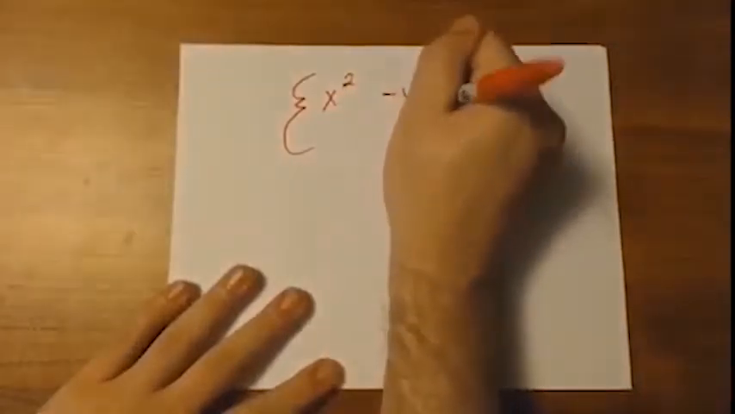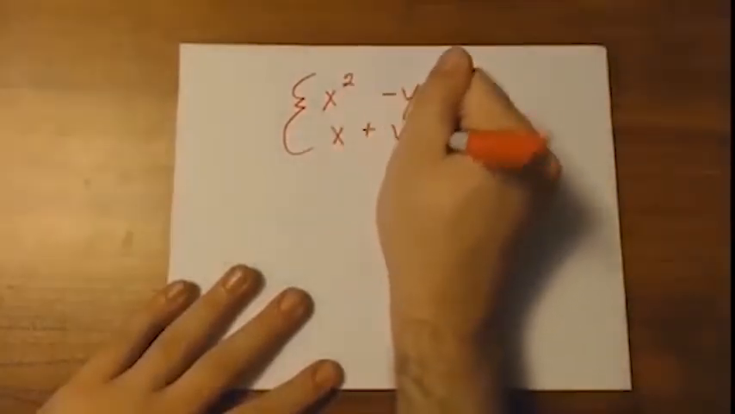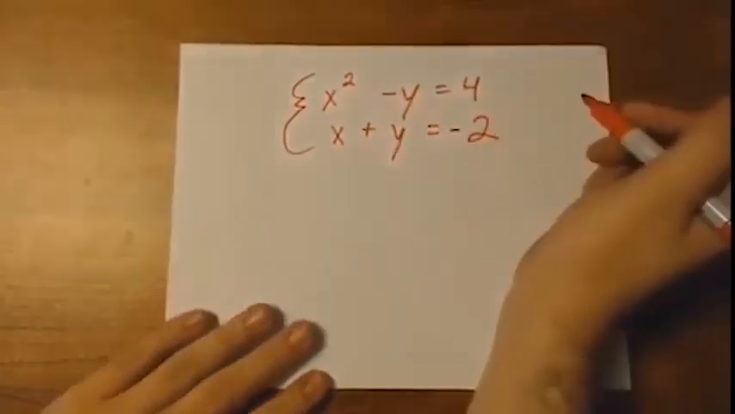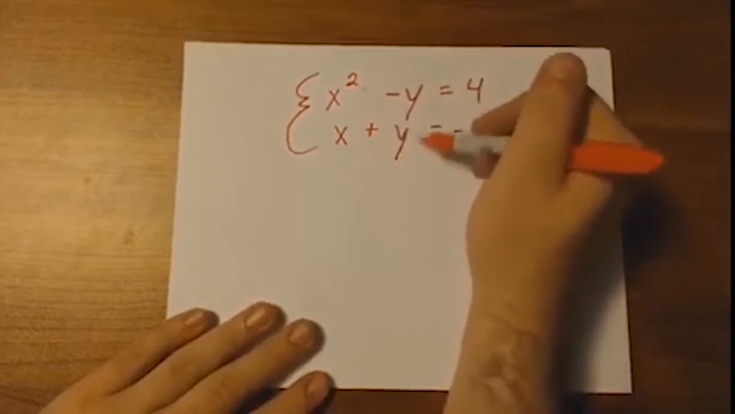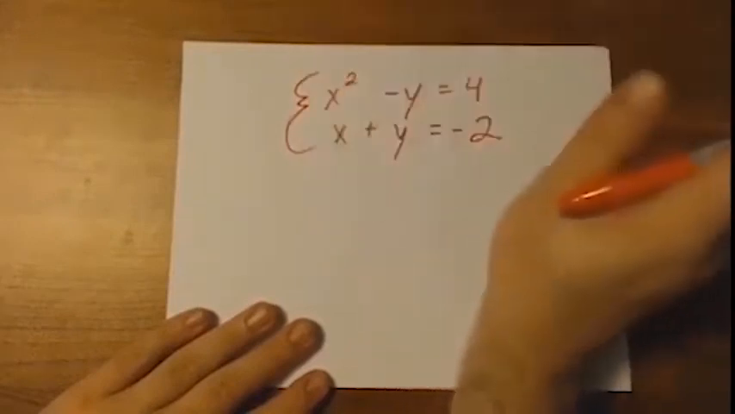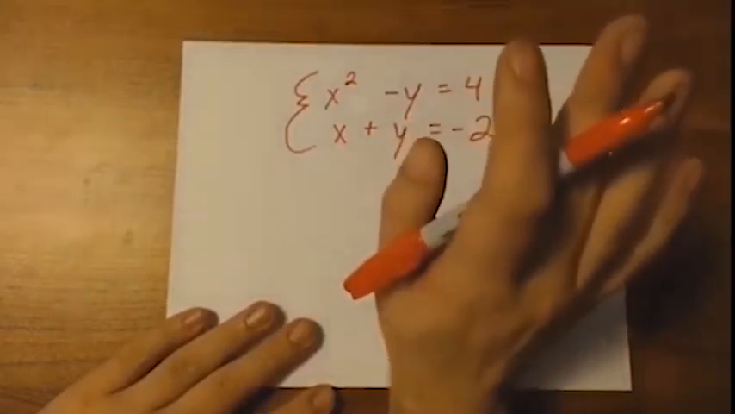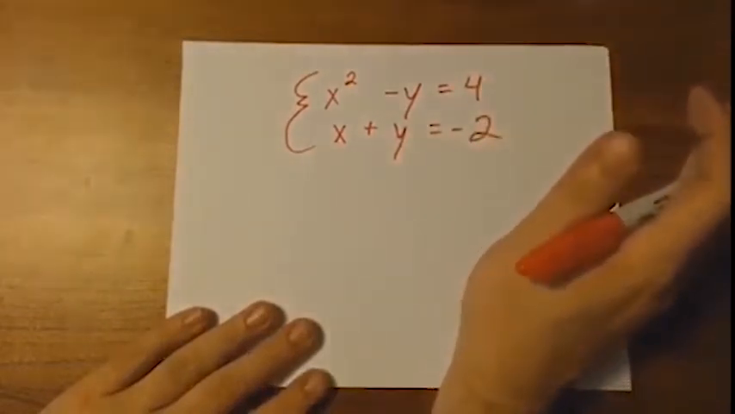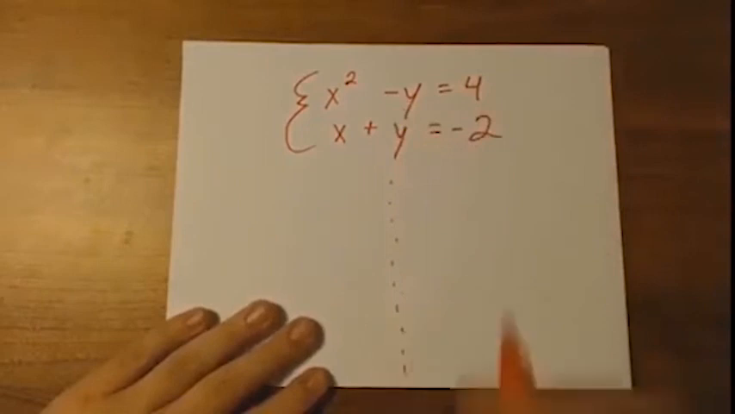So we have x squared minus y equals 4, and x plus y equals negative 2. I know it looks like, hey, let's use elimination, but x squared plus x is x squared plus x. We don't want to do that. But don't want to doesn't mean you can't. Okay, let's do it that way and then use substitution. You convinced me.